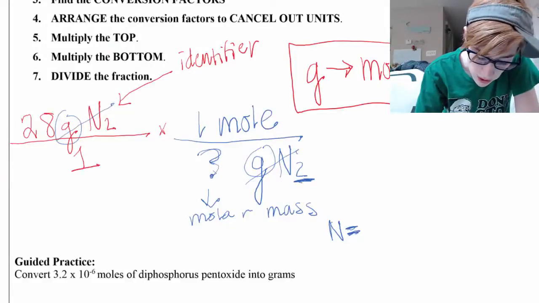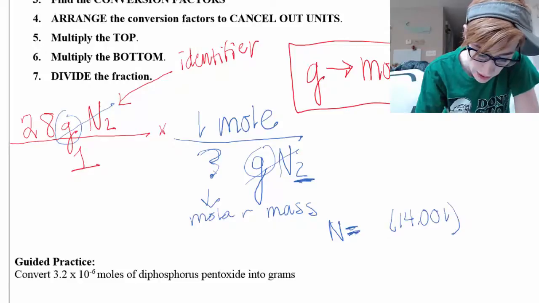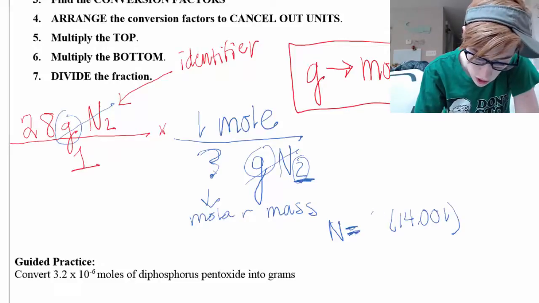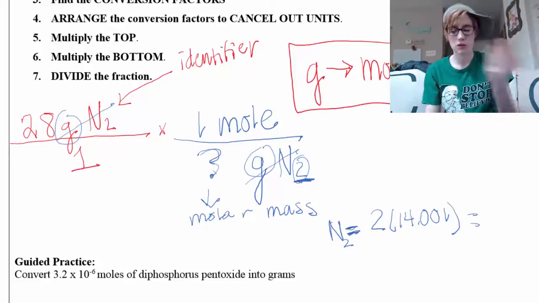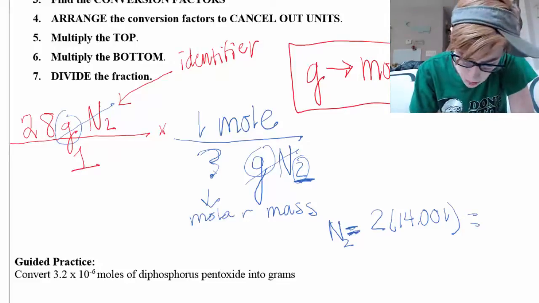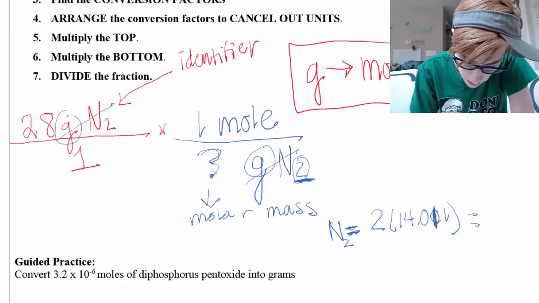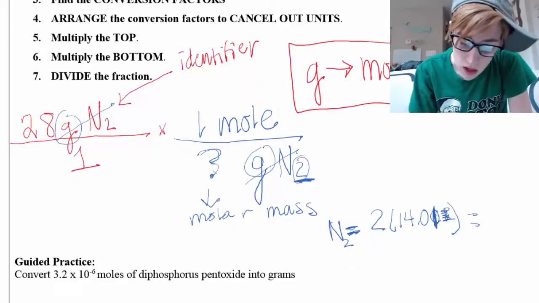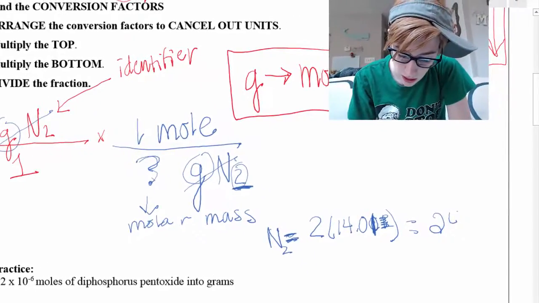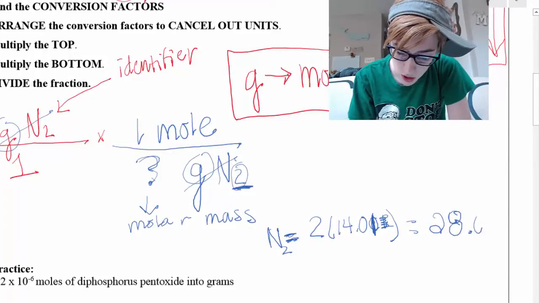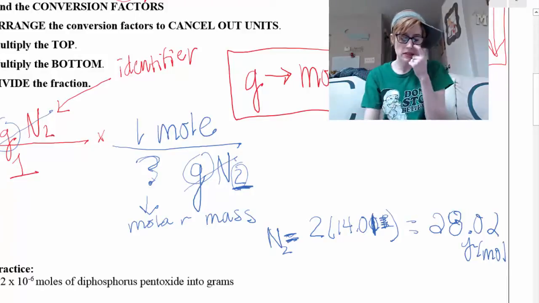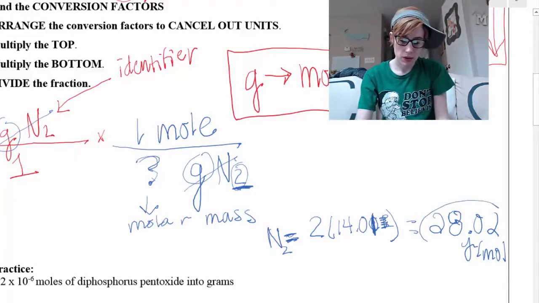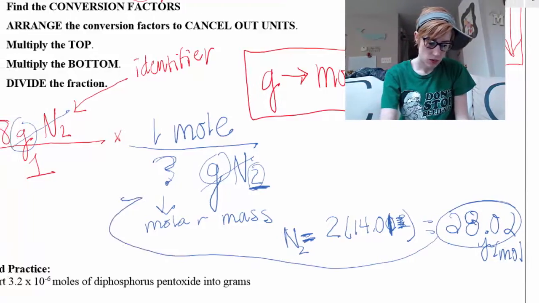So 1 nitrogen is 14.01. But how many nitrogens do I have? I have 2 nitrogens. So the molar mass of N2 is going to be 2 times 14.01. I'm sorry, it's not 0.01, it's 0.1. Silly me. Okay. So that comes out to 28.02 grams per mole. That's the molar mass of N2. So this number is going to go in right here.